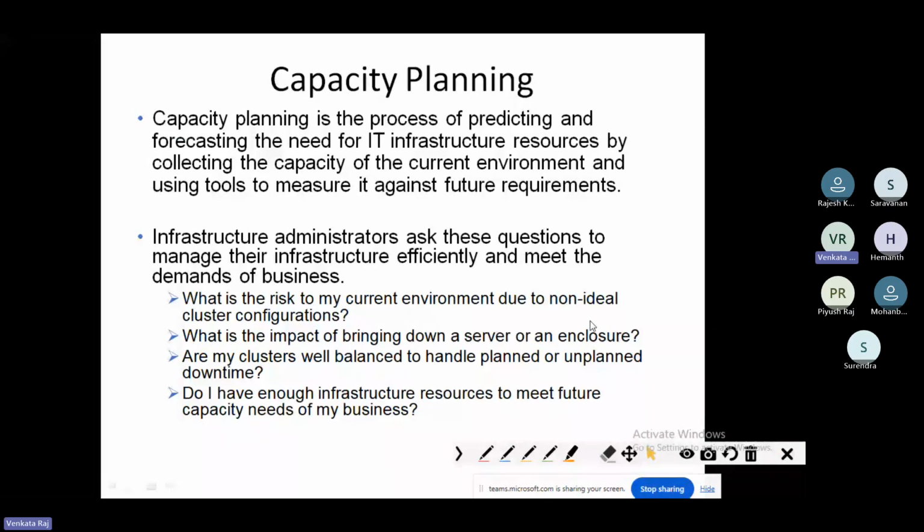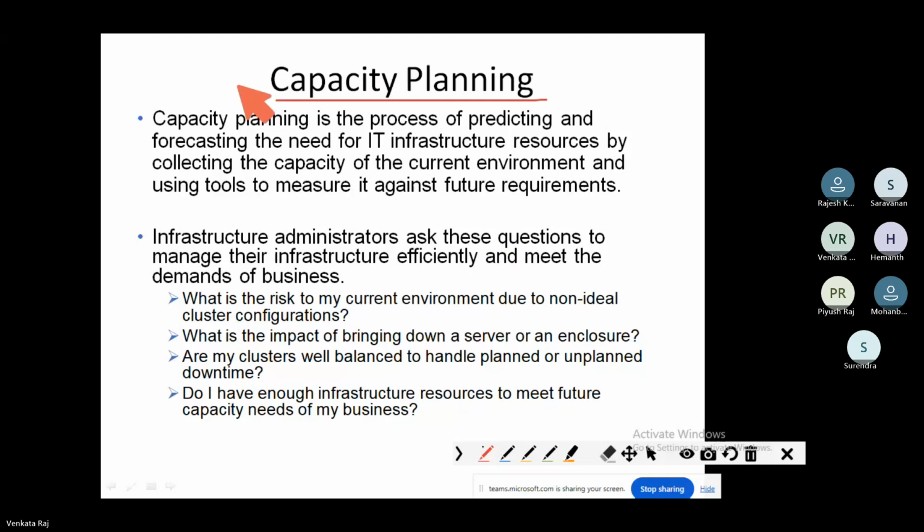Guys, we have one term, right? That is capacity planning. People think that by simply increasing the infrastructure or the hardware, my application will be up and running, and will have good performance. That might not be the solution always, guys.